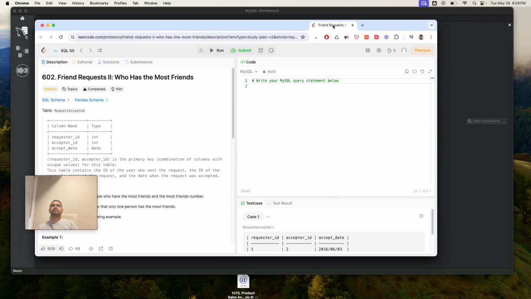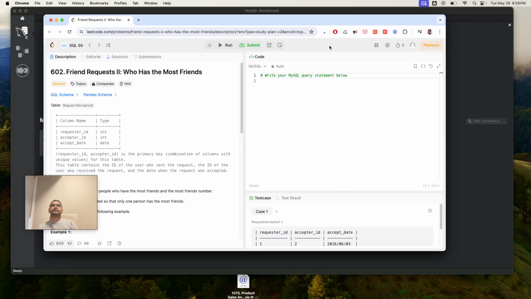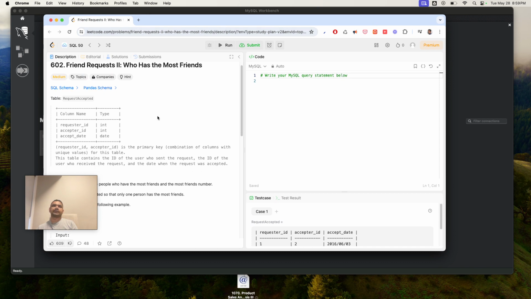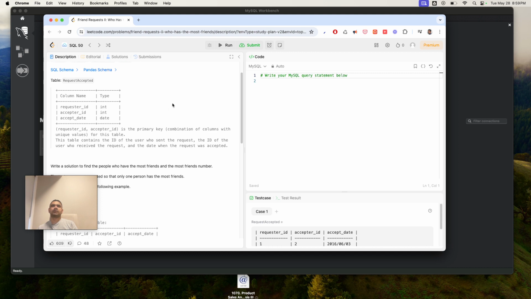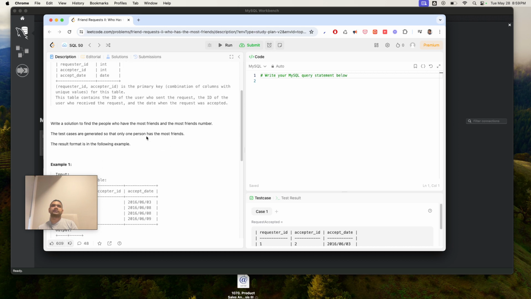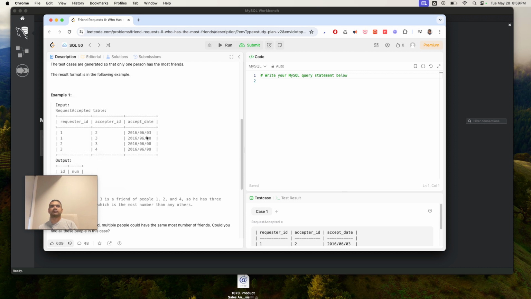So this one, Friend Requests 2: Who Has the Most Friends. You have a RequestAccepted table; requester ID and accepter ID are the primary key combination of columns. Write a solution to find the people who have the most friends and the most friends number. I don't know what that means.